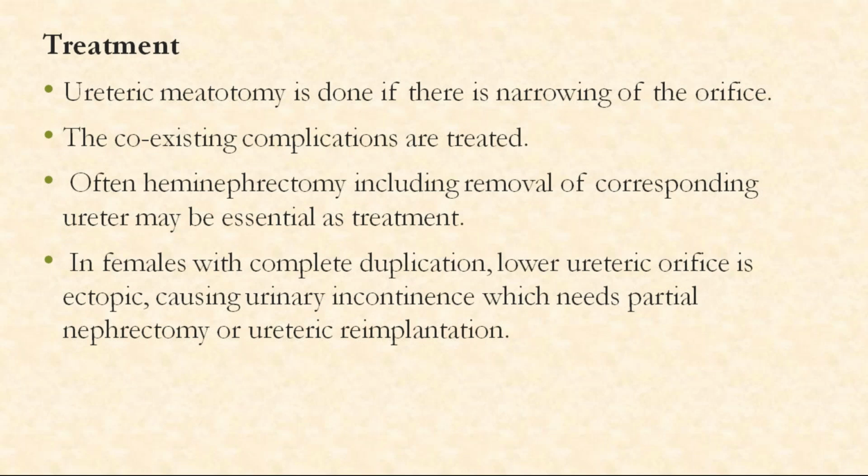So in females with complete duplication, the lower ureteric orifice is ectopic, causing urinary incontinence, which needs partial nephrectomy or ureteric reimplantation.